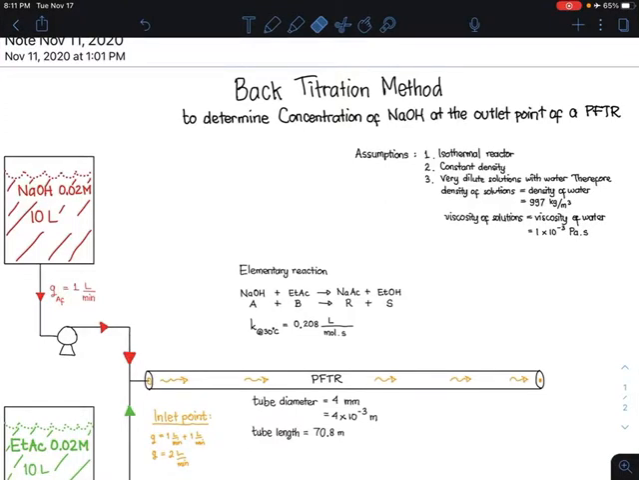Hi there, this is Dr. Noel Christian. In this video, I will explain how you can use the back titration method to determine the concentration of sodium hydroxide at the outlet point of a PFTR.